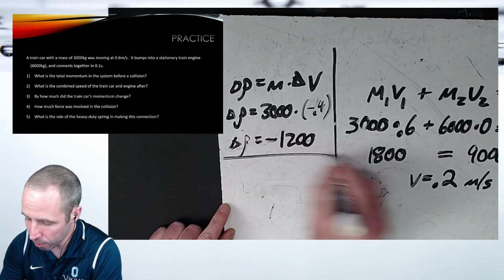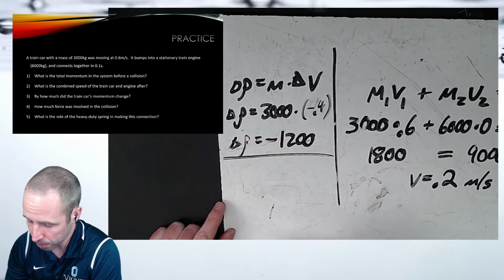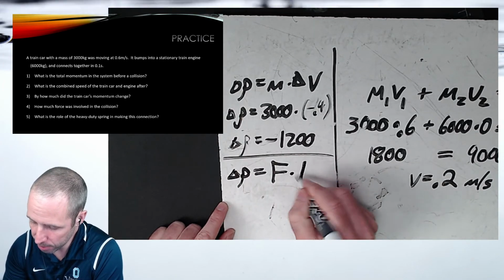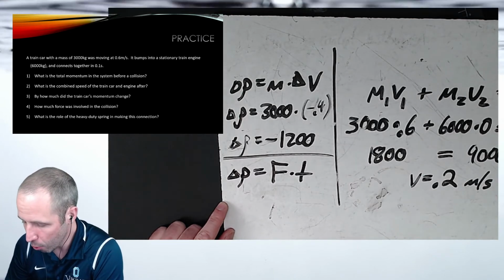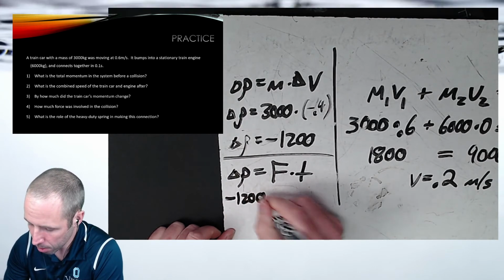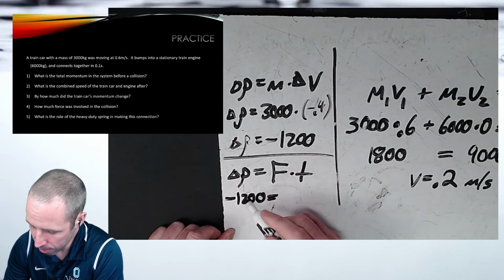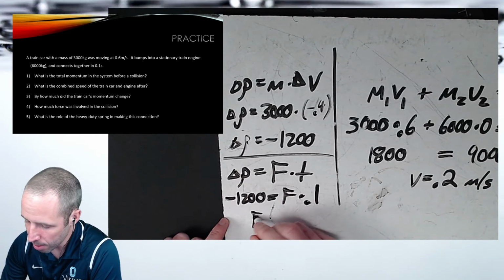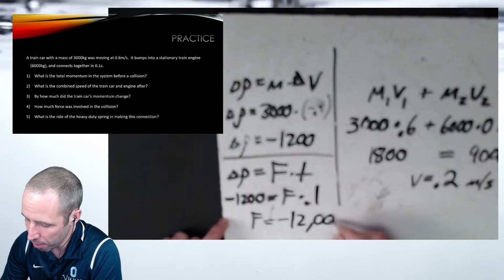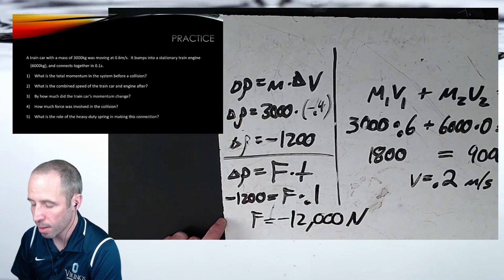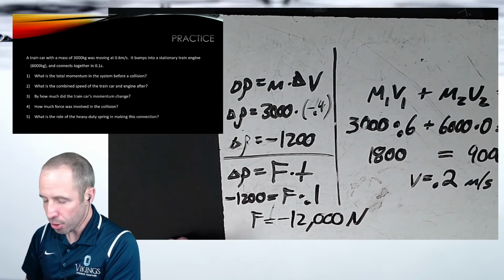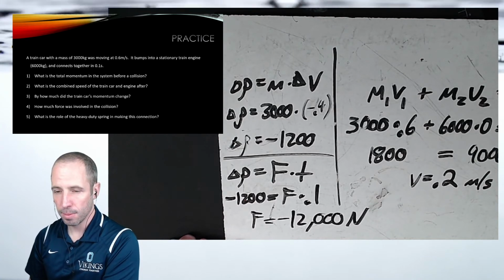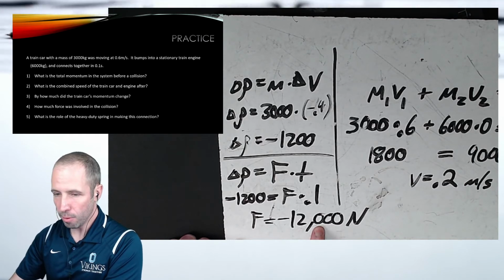Okay, the other thing we can do for question 4 now is we can say impulse is force times time. They said that the collision took 0.1 seconds. So I can put my impulse in here. I'm trying to find the force involved. I know the time of impact was 0.1 seconds, and that means it received a force of 12,000 newtons backwards. By the way, what would be the force on the train engine, on the other object? Hopefully you're thinking 12,000 newtons forward.